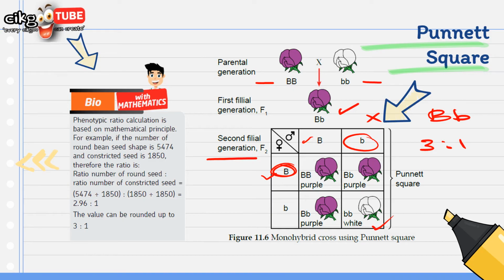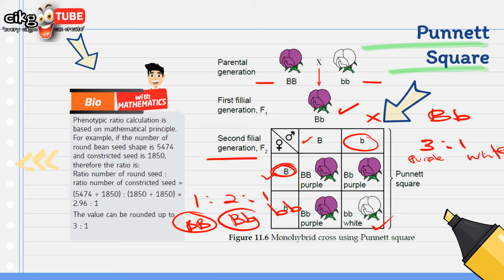So in this case, the phenotypic ratio is 3:1. That means 3 purple to 1 white. But the genotype ratio will be 1:2:1. Why is this? So 1 BB, 2 heterozygous, and 1 recessive. 1 homozygous dominant, 2 heterozygous, and 1 homozygous recessive. This is based on a monohybrid cross.